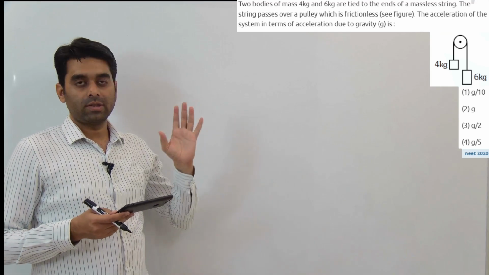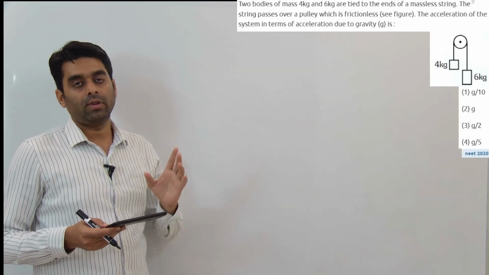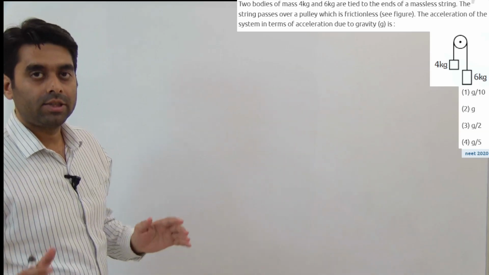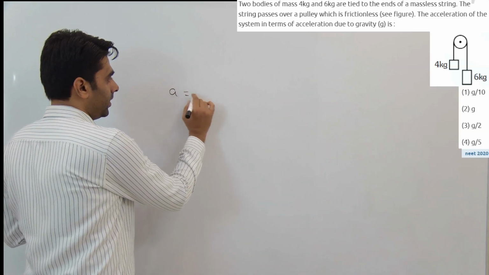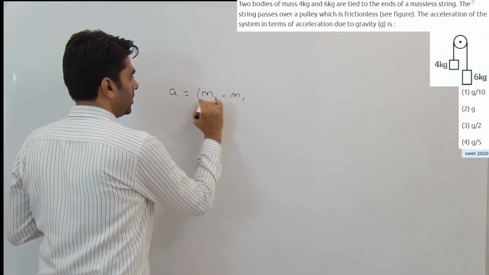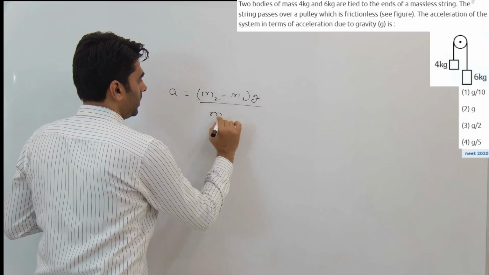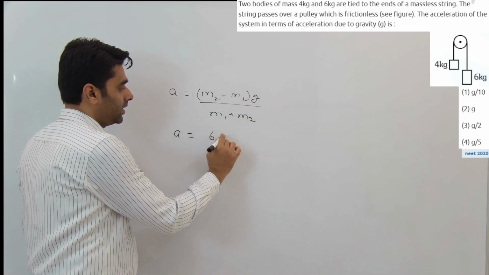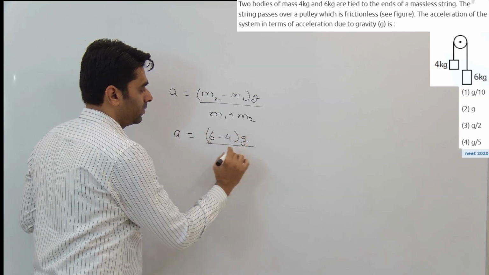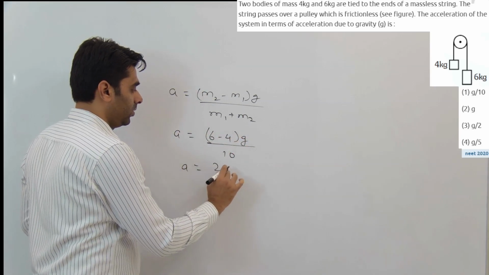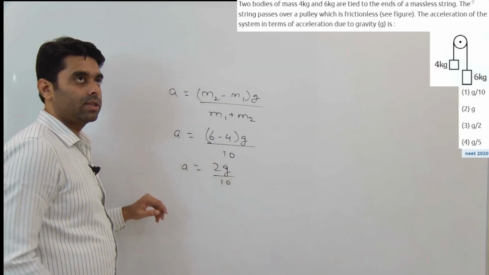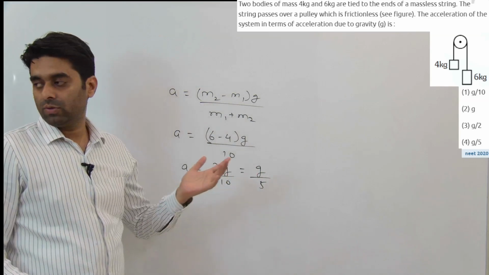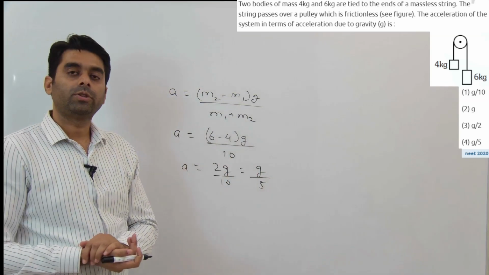Next, a pulley block system is given to you. On one side 4 kg, on the other side 6 kg. Very standard problem. Acceleration they are asking. What do we know? The acceleration result for a pulley block system is given as (m2 minus m1) g by (m1 plus m2), right? m2 is the heavier one. So we get (6 minus 4) g by (6 plus 4), that is 10. So A comes out 2g by 10, which is g by 5. They are asking us in terms of g, so it will be g by 5. Which option is it? Option number 4, right?